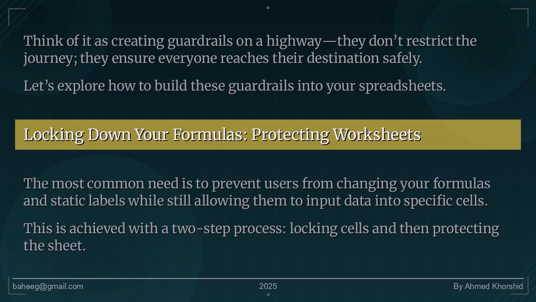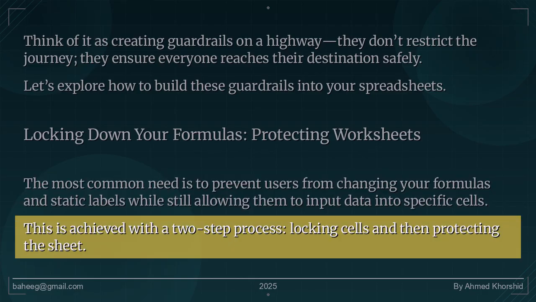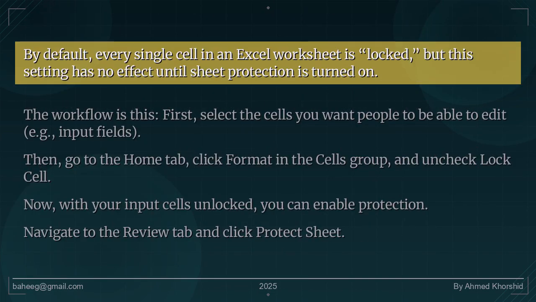Locking down your formulas: protecting worksheets. The most common need is to prevent users from changing your formulas and static labels while still allowing them to input data into specific cells. This is achieved with a two-step process: locking cells and then protecting the sheet. By default, every single cell in an Excel worksheet is locked, but this setting has no effect until sheet protection is turned on.